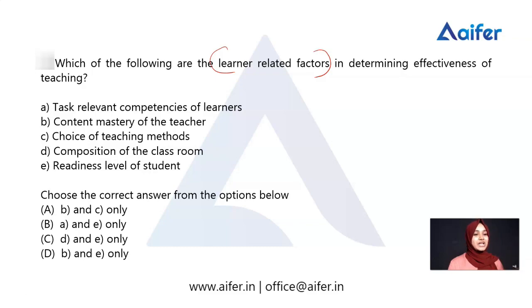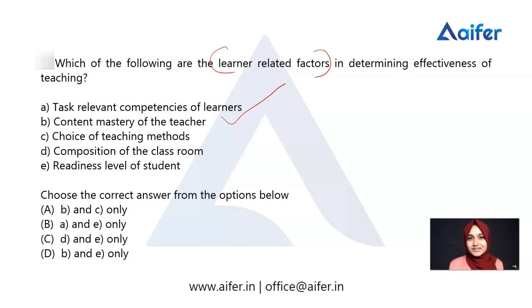Okay, let's see. Task relevant competencies of learners, or simply task related potential possessed by the learner, is definitely a learner characteristic or a learner factor which can contribute to the efficiency of teaching, because if a student has that potential in him or her, it can positively influence the overall teaching learning process. So yes, task relevant competencies of the learner is definitely a learner related factor.